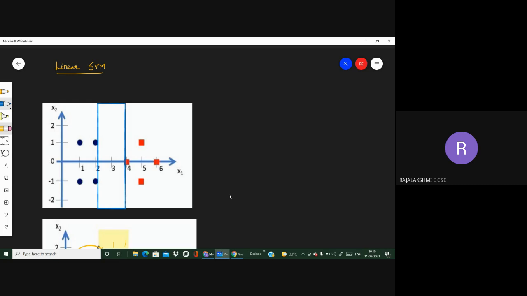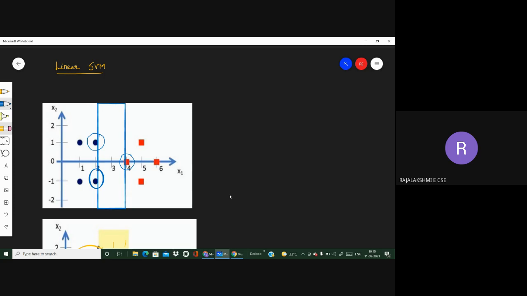So that space I'm taking. In that space, the attribute values which are very close, those values alone I'm taking. If you see, this one, this one and this one are very close to this optimum space.